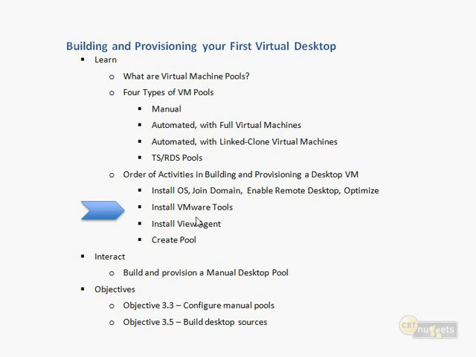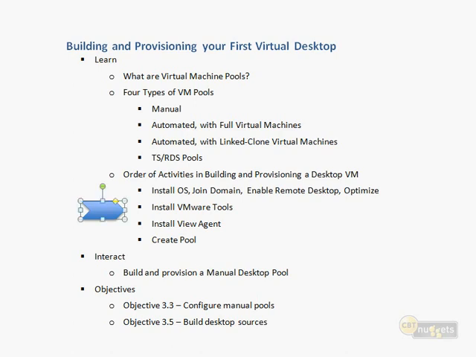Usually you do this right after the installation of the OS, you want to install the VMware tools. And then we have to go about installing the View agent as well. You tend to install the View agent after the VMware tools because that's just the order they tell you to do it in. Once we're done with that, then we can go about creating that manual pool.